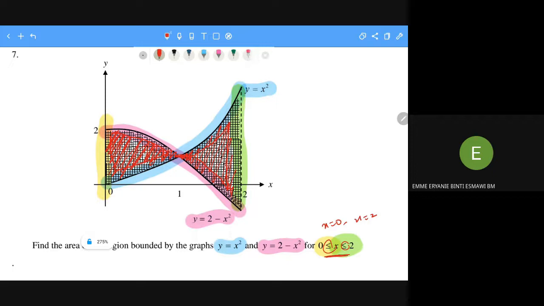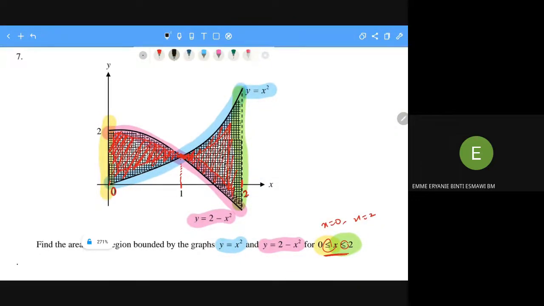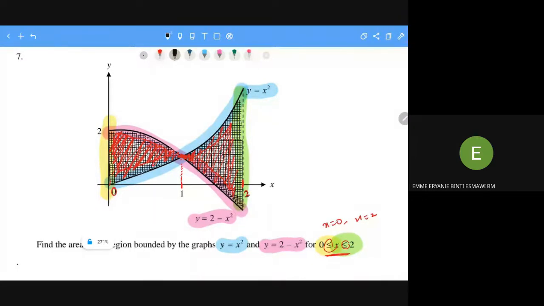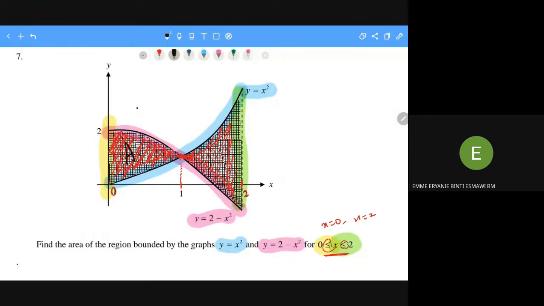Now, tempat yang bersilang tengah ni, dia bagi tahu dah nilai dia 1. Okay. Sini bagi tahu nilai dia 2. Sini bagi tahu nilai dia kosong. Okay. So, I'm going to label this. Okay, listen carefully, saya akan launch a poll for you guys to answer. Okay, let's say this first area ni saya label sebagai A1. Ini ya, A1. The next region bounded is A2.